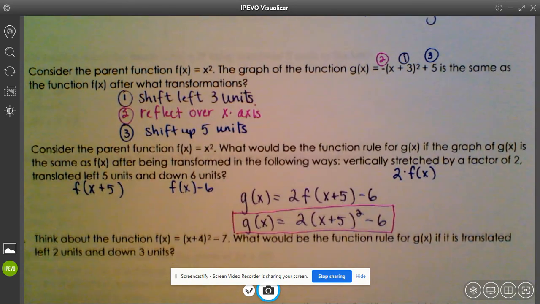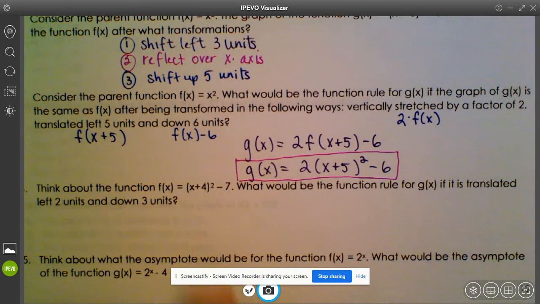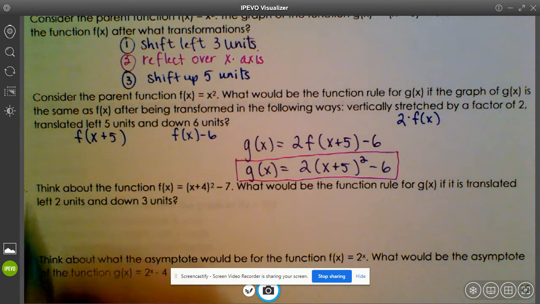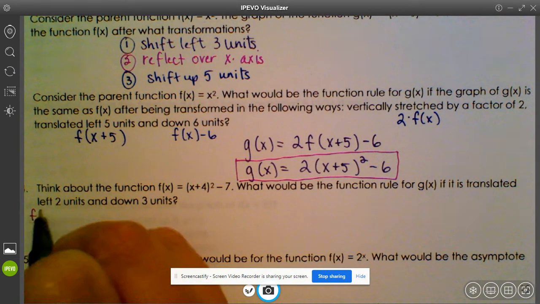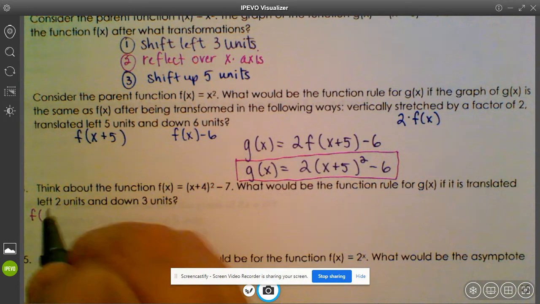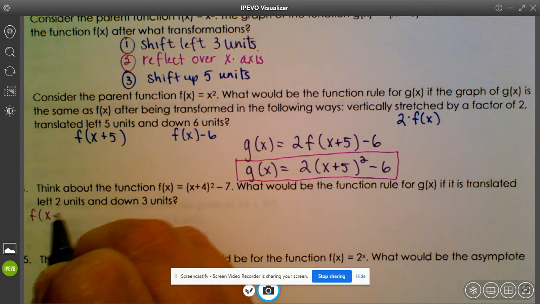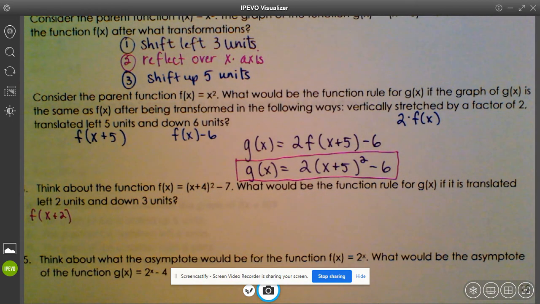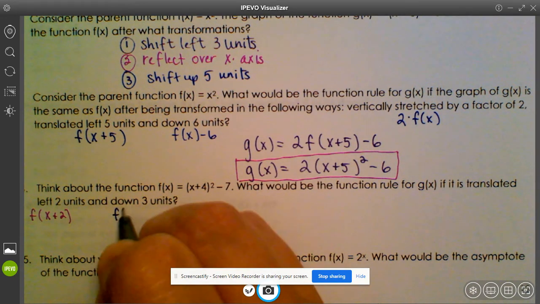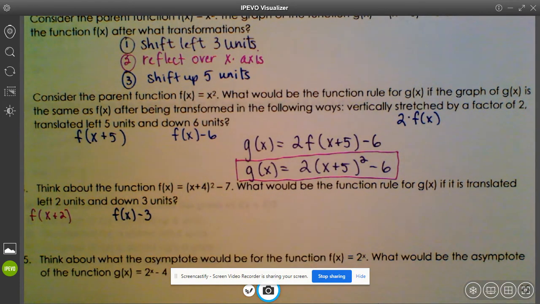All right, now think about the function f of x equals (x plus 4) squared minus 7. What would be the function rule for g of x if it is translated left 2 units and down 3 units? Okay, left 2 units, remember, means that we're going to take x plus 2, my bad. And then when we go down 3 units, that's f of x minus 3.